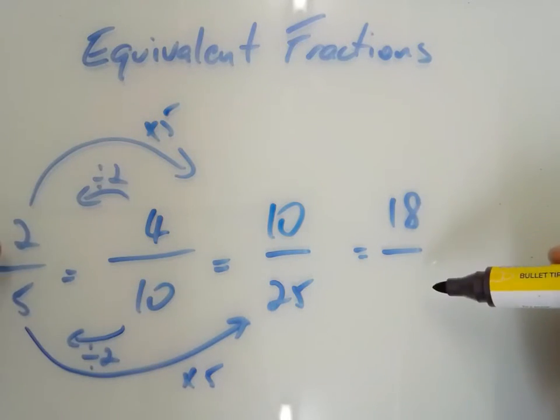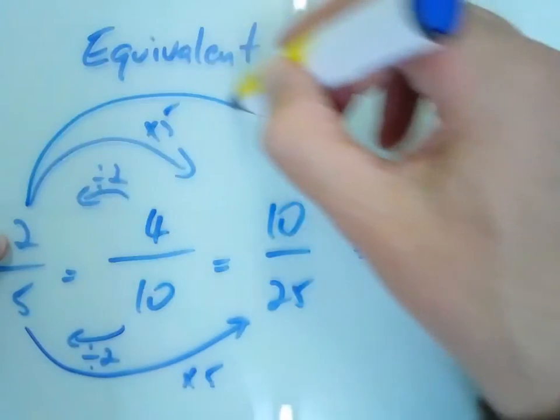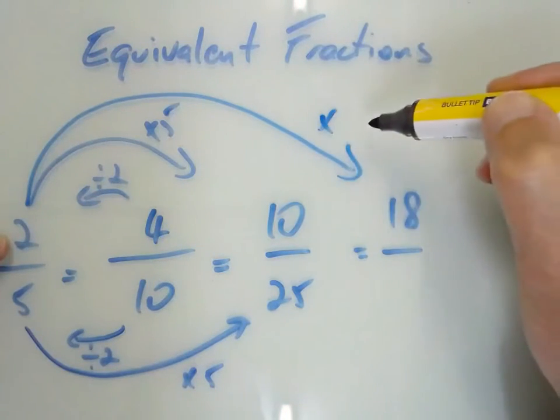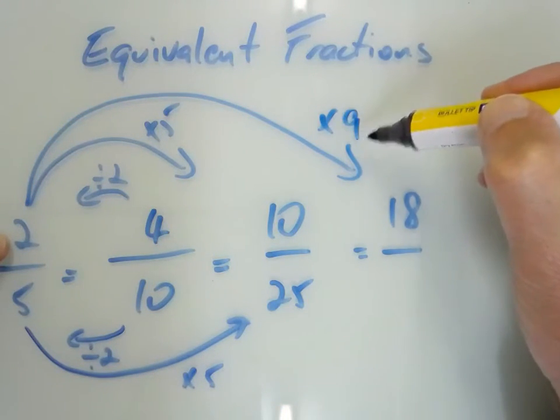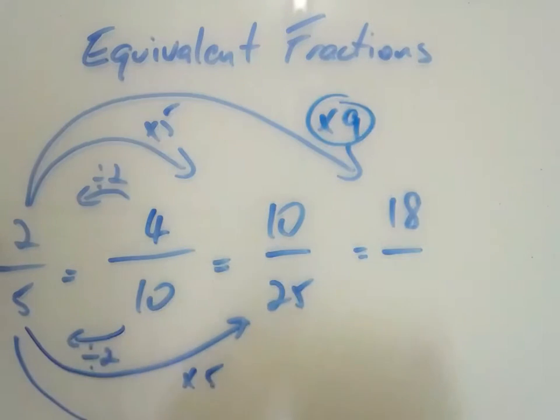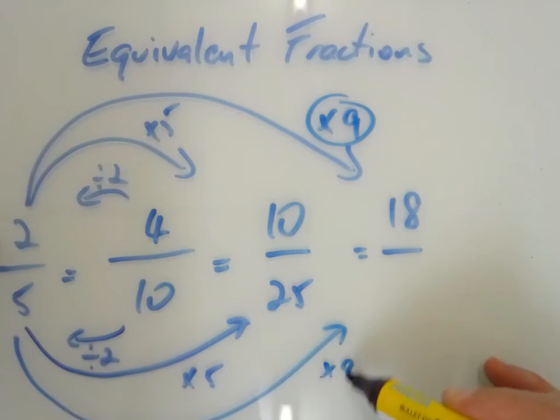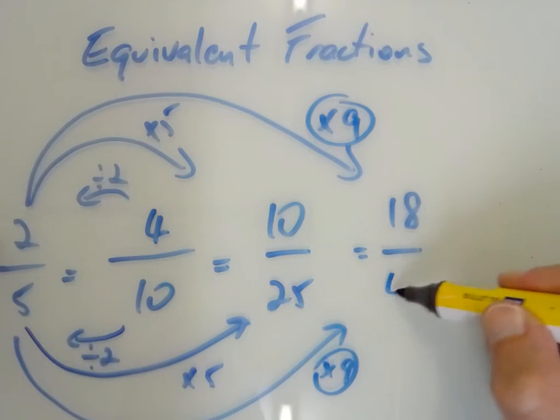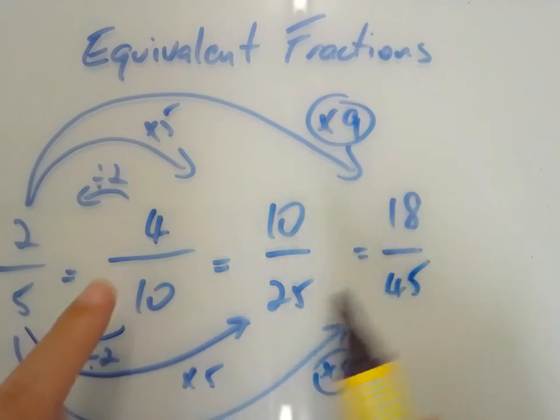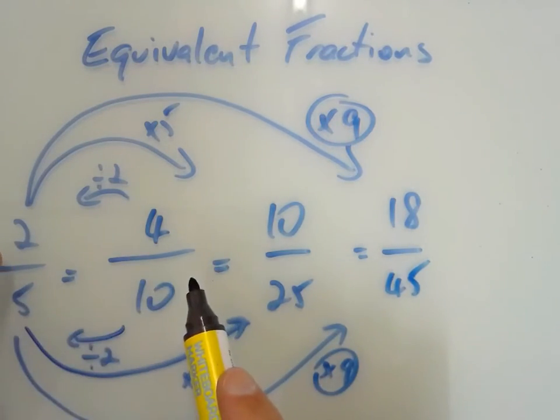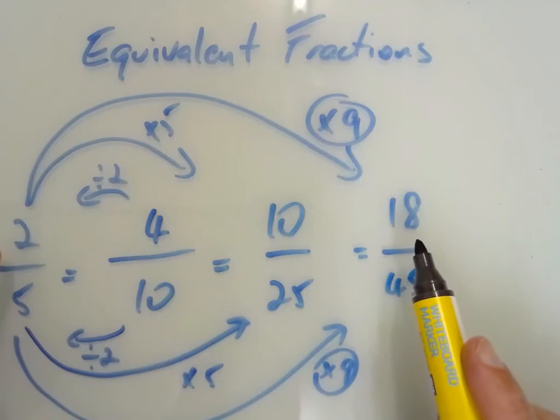Oh, and I've got to get to 18. So it doesn't matter where I start. I can go 2 times what is 18? 2 times 9 is 18. What's 5 times 9? 5 nines are 45. So if you can't go up, you can go down first and then go up.